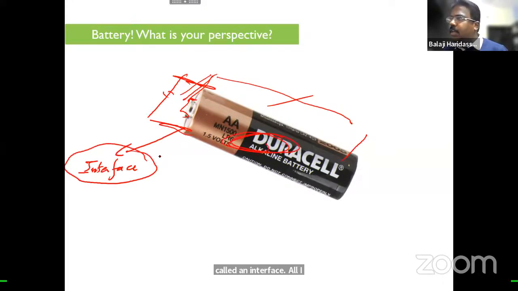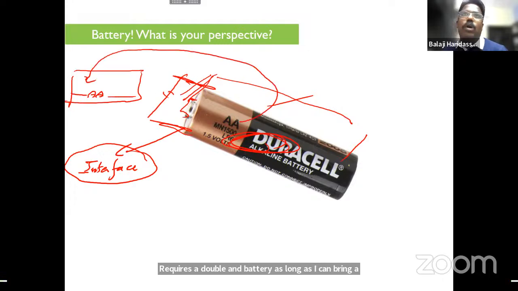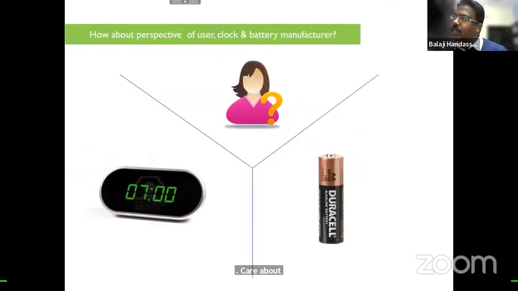I don't care what is inside this. As long as my clock requires an AA battery, as long as I can bring an AA battery and insert it in my clock, it will work. That's all I care. Of course, I care about the physical properties of the battery, but I don't care about the inner working of the battery. Why? Let's see the next one.